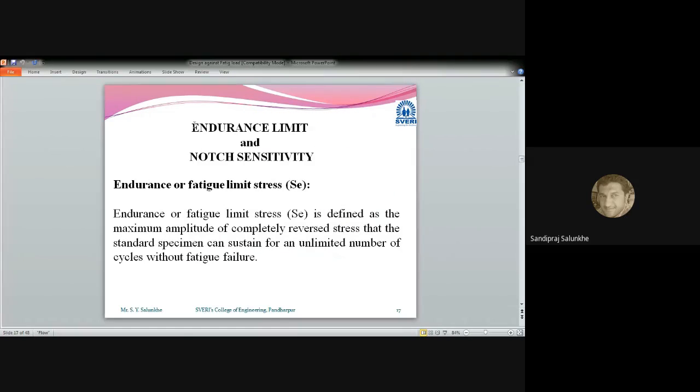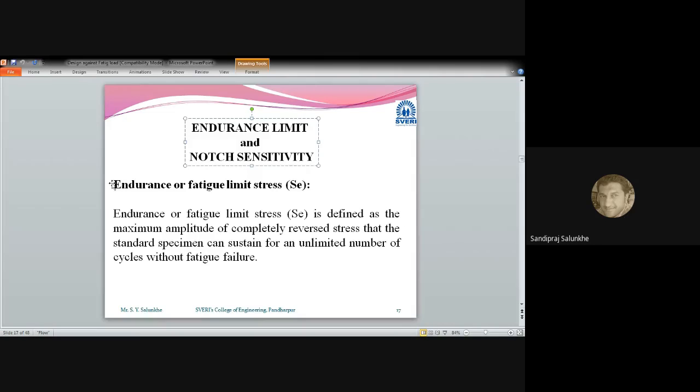Now we are going to start one new point, and that is the endurance limit and notch sensitivity. This endurance limit is one more concept from fluctuating load or fluctuating stress. And notch sensitivity is the term used for calculating that endurance limit, or we can say, to design any component against this fluctuating type of stress.